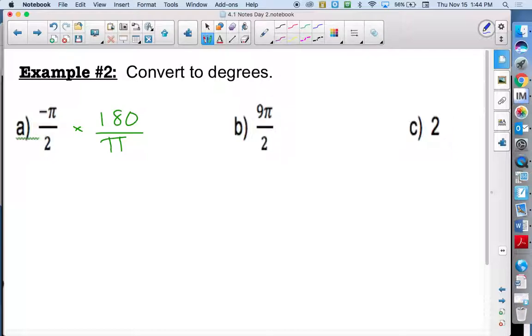Brandon, what happens with the pi's? They cancel. Gone. The radian part canceled out. And then if we reduce 180 divided by 2, Brandon, you end up with? Yeah, so it's a negative 90 degrees.